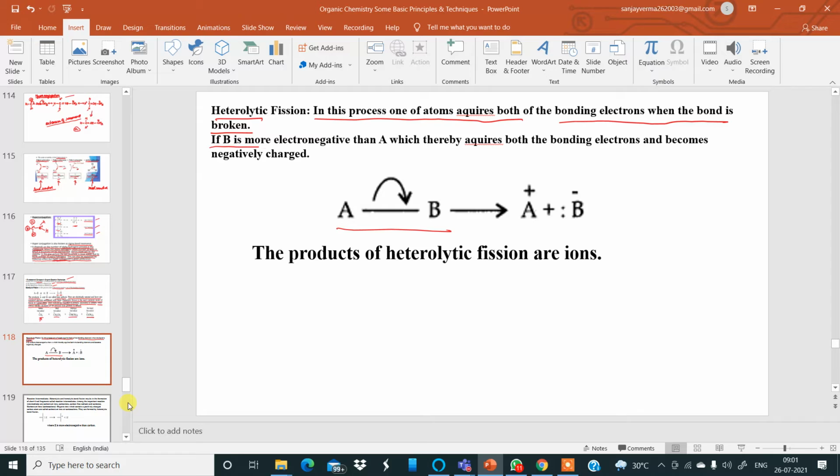So, if B is more electronegative than A, it acquires both the bonding electrons and becomes negatively charged. Here, it pulls both the electrons which are shared between A and B, and it acquires a negative charge. This is an example of heterolytic fission. The presence of an electronegative element plays a remarkable role in understanding what type of fission generally takes place.